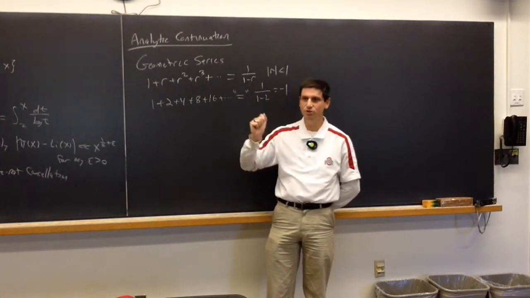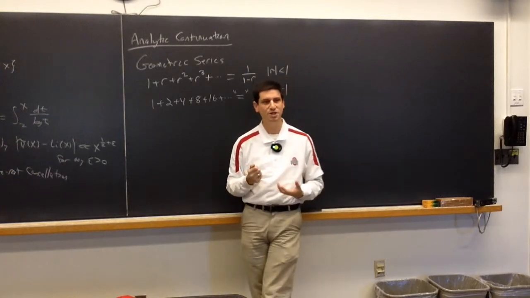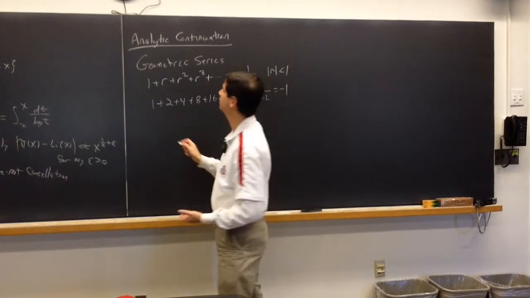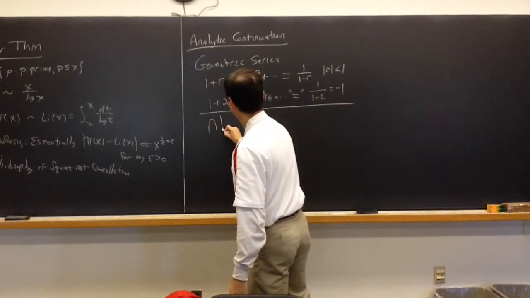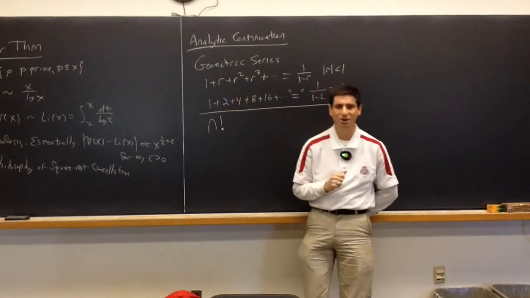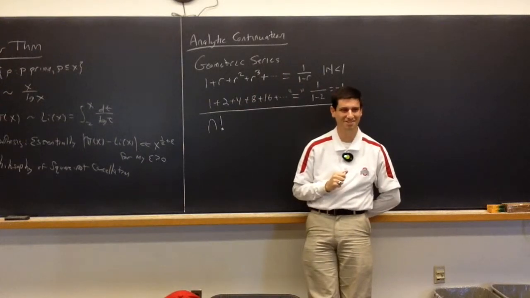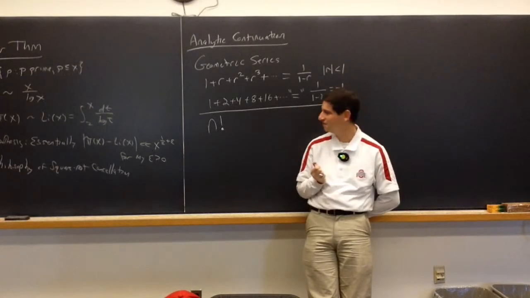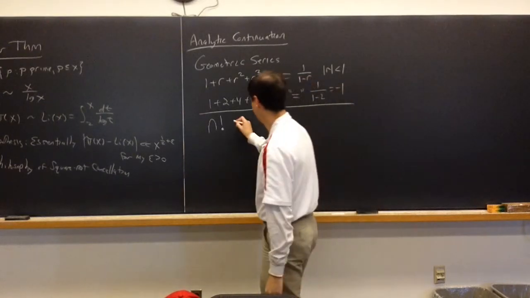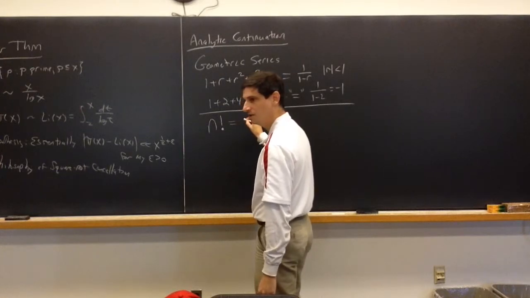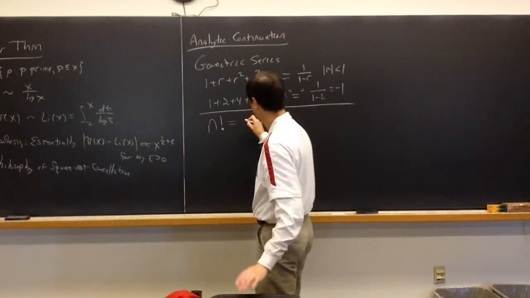Okay. To continue to blow your mind, let's look at other functions you've seen before from a different perspective for analytic continuation. And no, this is not because I'm excited. N factorial? What is this? Somebody please define n factorial for me. The product of integers less than or equal to n. Natural numbers less than or equal to n.